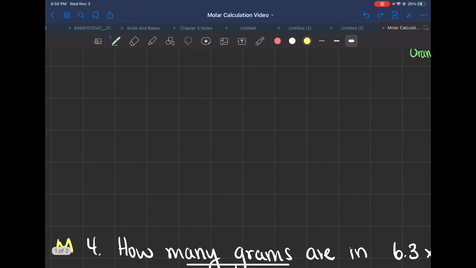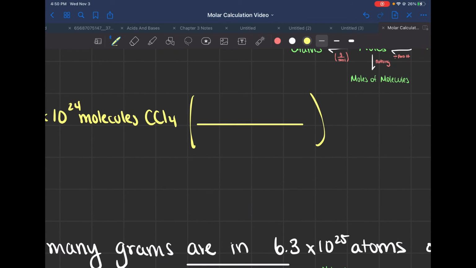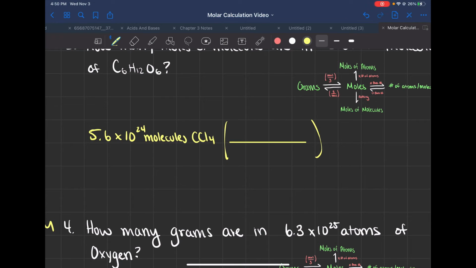Always start with what we're given. 5.6 times 10 to the 24th molecules of CCl4. Make sure you include your units. I will take off. Please include your units. It'll help you in the long run.